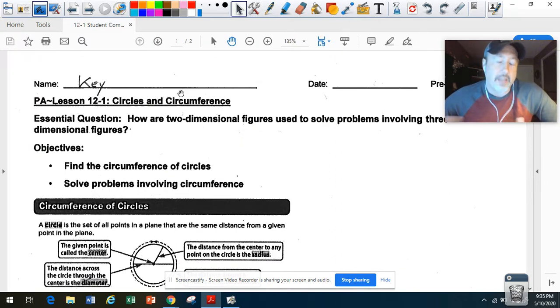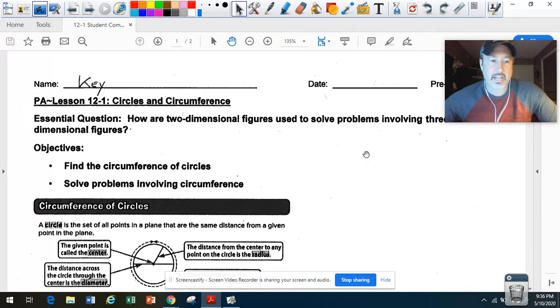Now, basically, as you know, what we're going to be dealing with here are circles, and we're going to be dealing with circumference. Circumference is another name for the perimeter, except when we're dealing with a circle, we use the word circumference. If we're dealing with a square, a rectangle, a triangle, all those other different types of shapes, we call that the perimeter, which is the measurement all the way around the shape. Well, when we're dealing with the circumference, we're dealing with the measurement all the way around the circle itself.